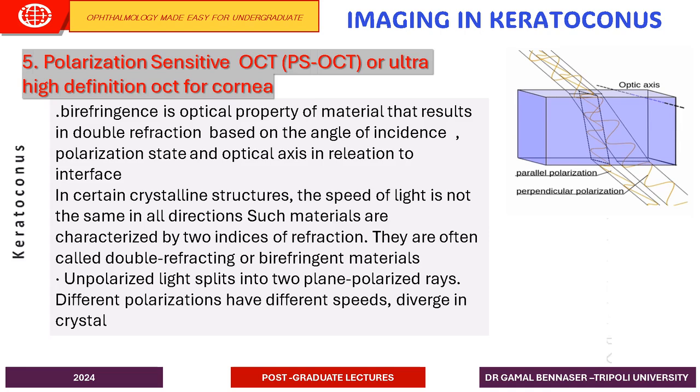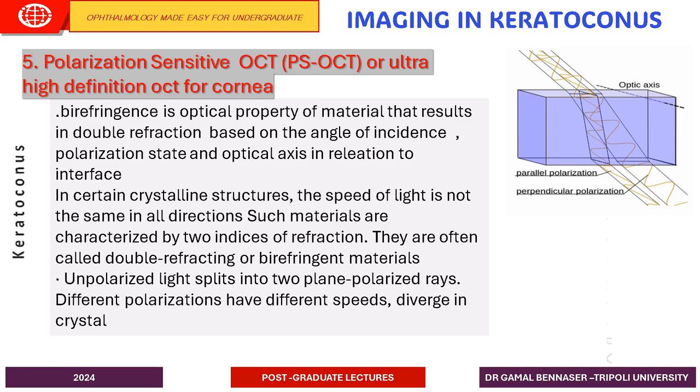So polarization sensitive OCT is based on the principle of birefringence. Birefringence is the optical property of a material that results in double refraction based on the angle of incidence and the polarization state of the optical axis in relation to the interface. They discovered that the collagen fibers in the stroma have a birefringence property. This means that the refractive index is not fixed within the tissue, but there is more than one refractive index, and this results in double refraction. As a result, there will be splitting of the rays and polarization of the rays in a vertical plane and in a horizontal plane.